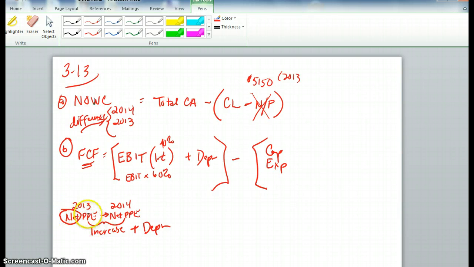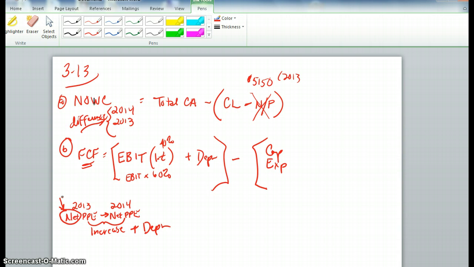Now if it didn't say net, if it gave you property, plant, and equipment, and then it showed the accumulated depreciation, you wouldn't have to do that if it separated it out on the balance sheet. But in this case, the net means that they did not separate out the depreciation from the equipment.